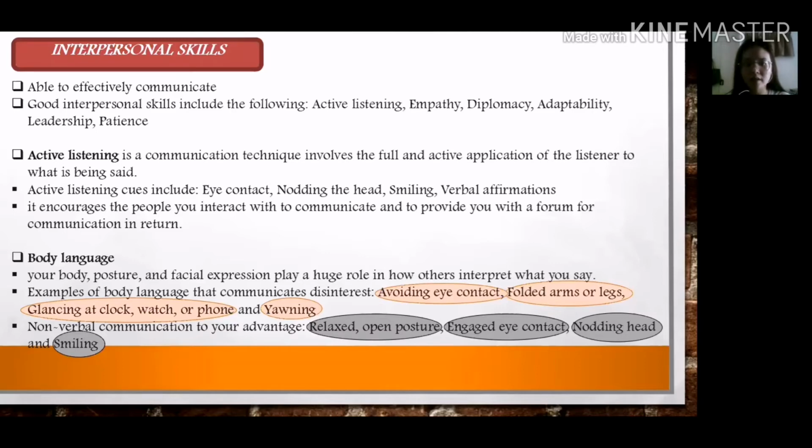However, there are several body language cues which communicate disinterest to the patients, such as avoiding eye contact, folded arms or legs, glancing at a clock, watch, or phone, and yawning. Nonverbal communications which bring an advantage are a relaxed open posture, engaged eye contact, nodding the head, and smiling while talking to the patients.